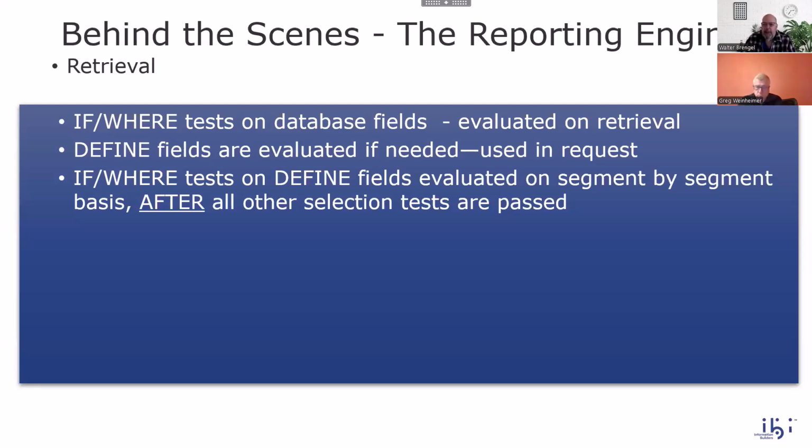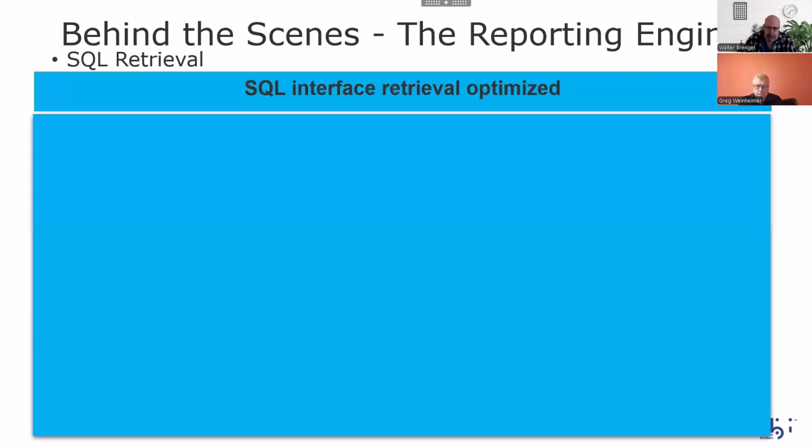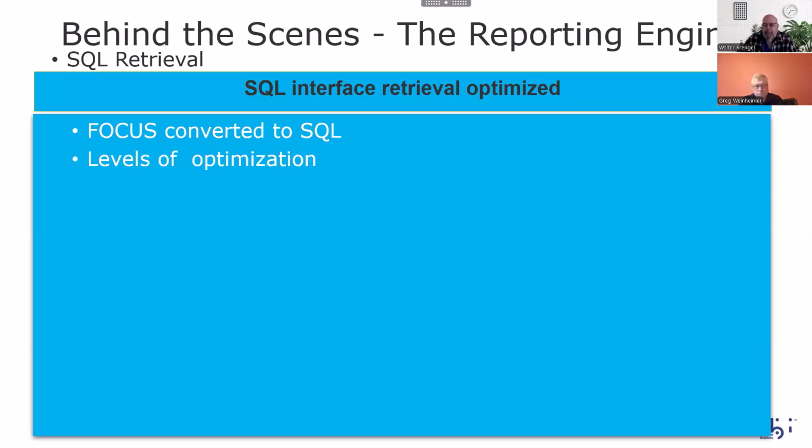Relational is a little different because a lot of the expressions will translate into the select statement. So the relational database engine will handle it at that point. Speaking of the SQL interface, we will convert your focus request into SQL, into a select statement if you're doing it for a table.